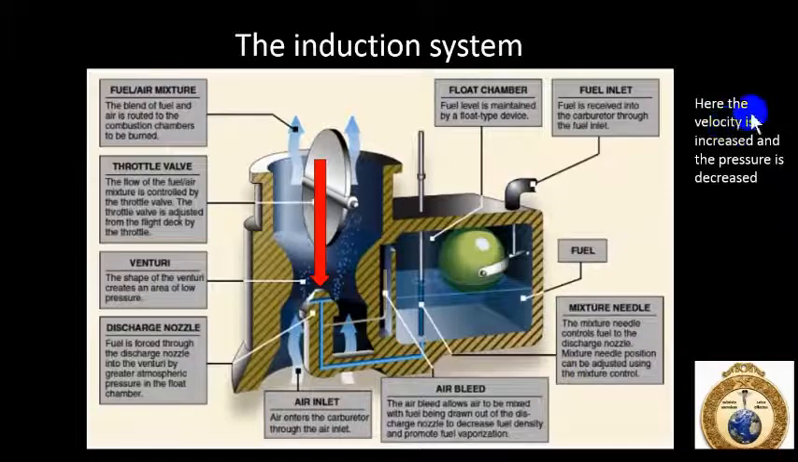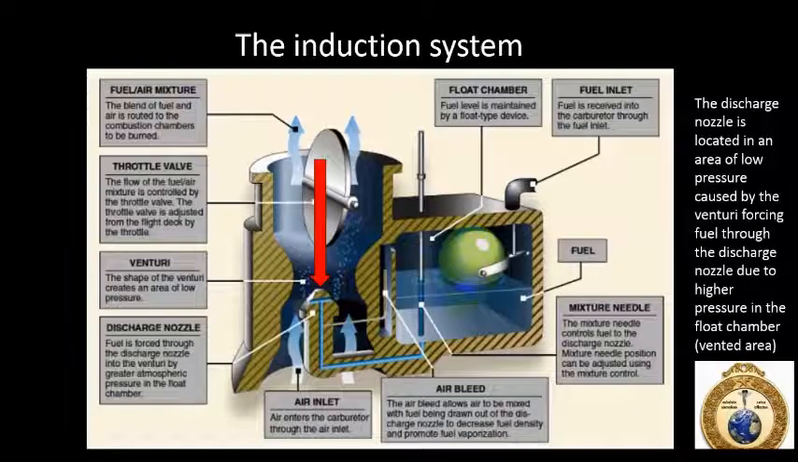Alright, so here the velocity is increased and the pressure is decreased. So a couple things are happening here. It's vaporized. As we get to this throat, the fuel air mixture moves a lot faster, and its pressure is decreased, and we also get a drop in temperature. Something very important we're going to need to pay attention to later. So this discharge nozzle is located in the area of low pressure, and that's why we get the temperature drop.